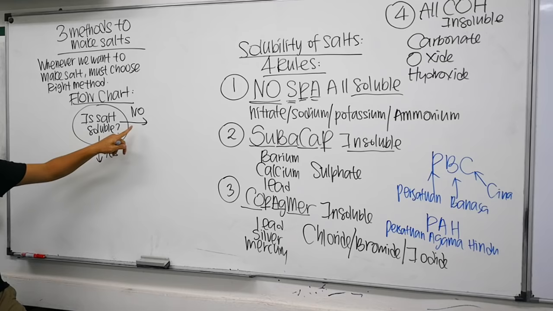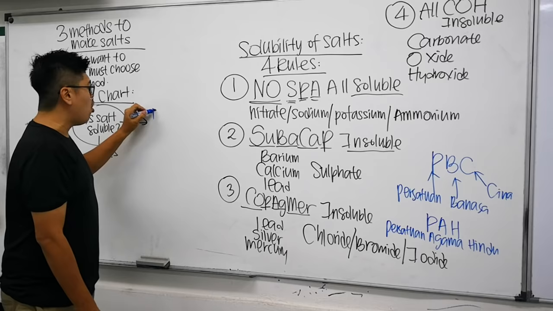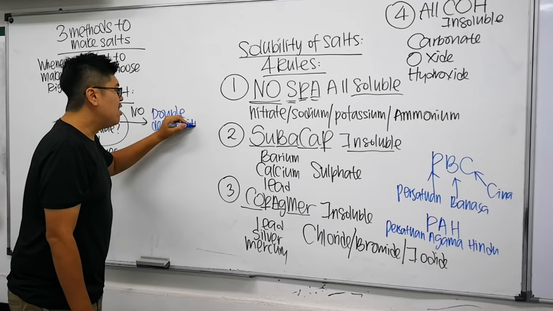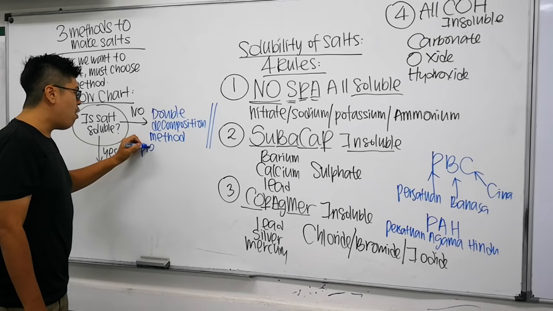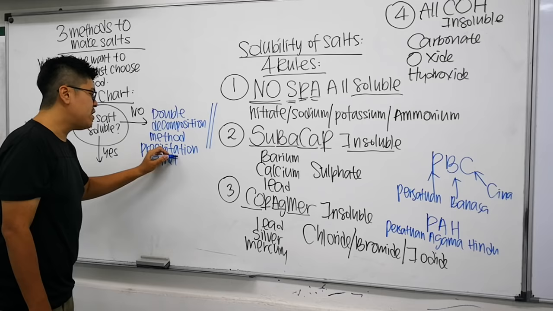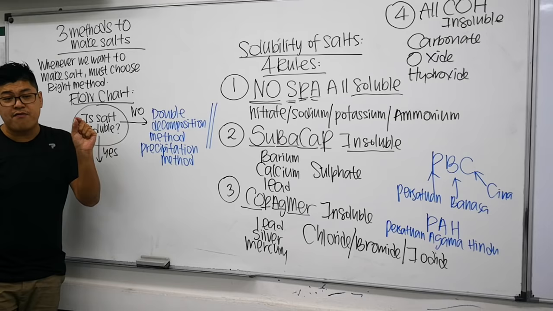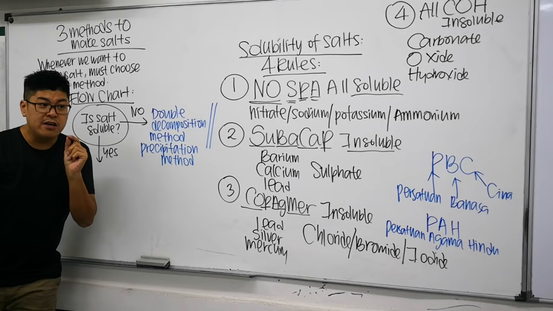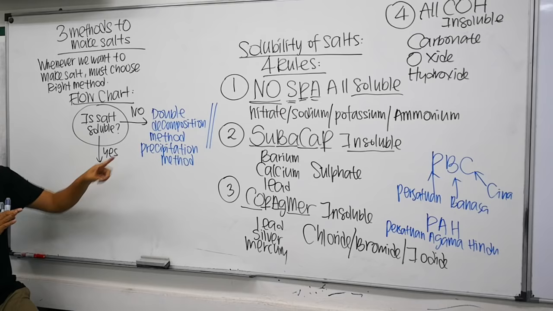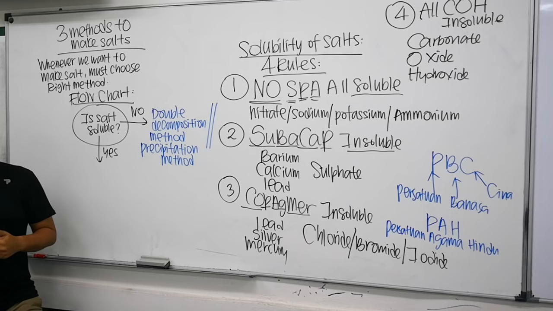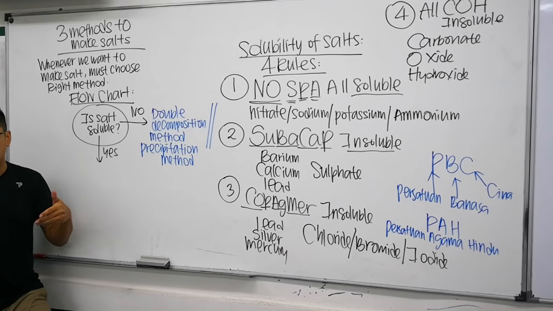If your salt is insoluble, the method you use is called double decomposition. I'll teach you in detail later. Some books also call it the precipitation method. You must know the word precipitate: a precipitate means very small, fine solids. So whenever you want to make an insoluble salt, the method you need to use is called double decomposition, or you can also call it precipitation. They are the same. Sometimes chemicals have two names, for example, van der Waals forces can also be called intermolecular forces. You have to be very careful.